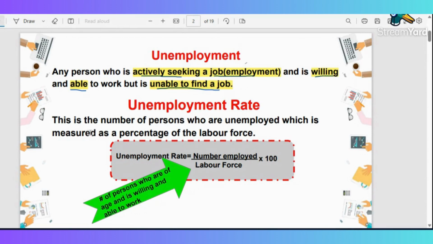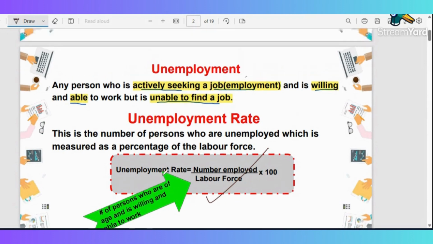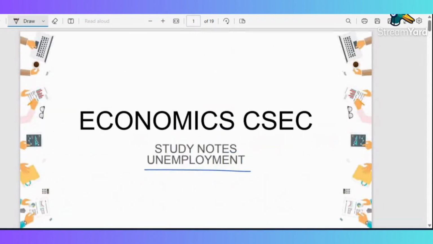I will say that the unemployment rate is used to measure the number of persons who are unemployed, which is measured as a percentage of the labor force. So unemployment rate equals, this is the formula right here. The number unemployed over the labor force times 100. And we said that the labor force is the number of persons who are of the age and are willing and able to work. So, this is all for our video economics for CSEC, and today we looked at unemployment.